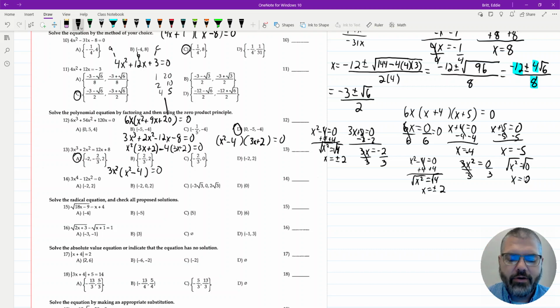So this is why I said you don't always want to just look at the number of answers down there. Since this is x to the 4th, I should have 4 answers. Well, I do have 4 answers. It's just that 0 was repeated. So positive 2, negative 2, and 0.